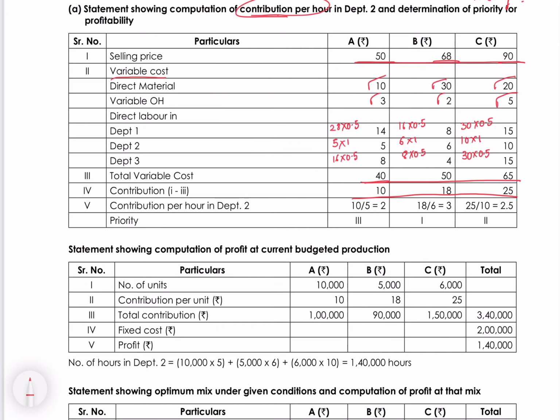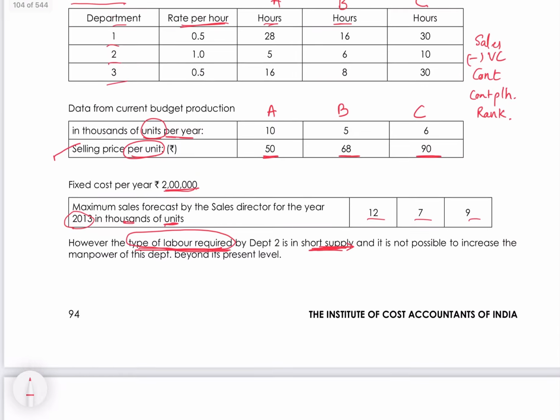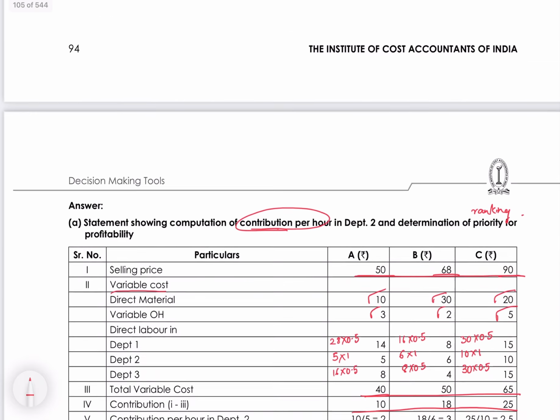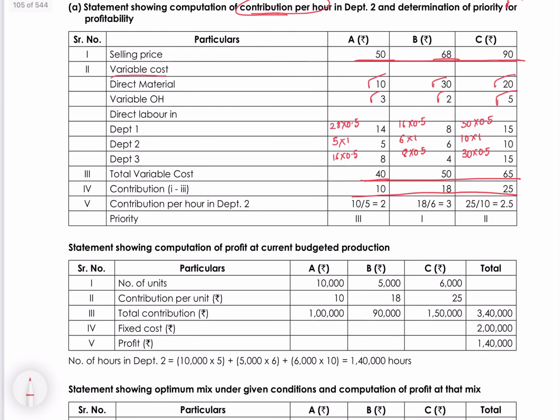Now, direct labor. They have given the rate per hour for each department and the hours required for each product to make. So, we will just multiply the rate per hour with the respective hours. If you see in the solution, I have written 28 multiplied by 0.5, 16 multiplied by 0.5, 30 multiplied by 0.5. That way you will find direct labor cost for each department and for each product.